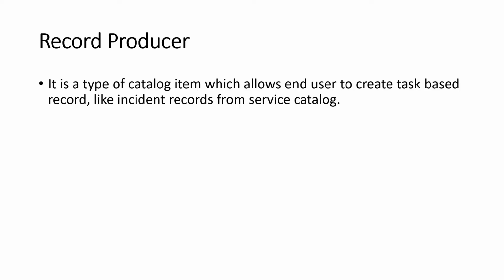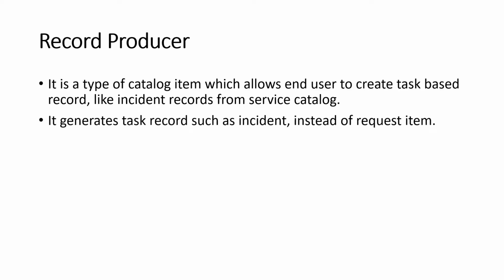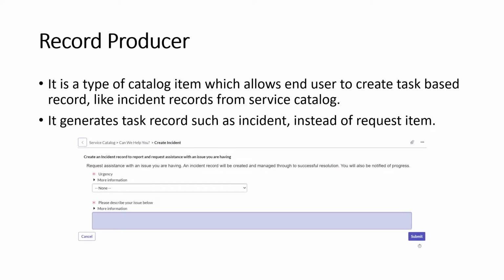Now here, with the help of the record producer, it's also a catalog item, but it generates a task type record like an incident record, not a service request or request item. I hope it's clear, right? So it does not raise a REQ. When someone chooses a record producer and submits a record, it will always show as a task record like an incident, instead of a requested item. This is the area where you can submit from the service catalog, and it will directly store in the incident table and an incident record will be created.